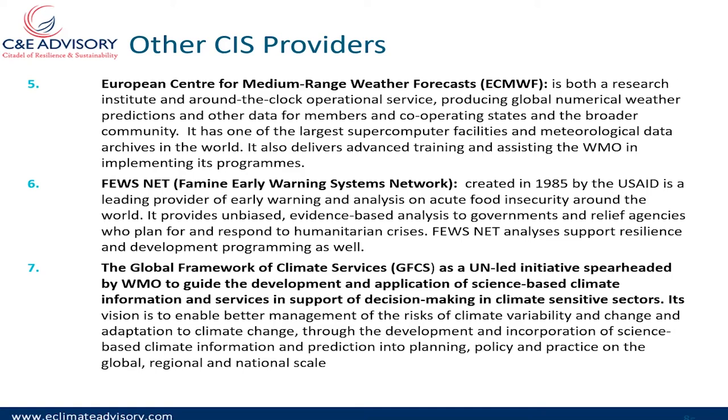And then number 7, we have FEWS NET, or the Famine Early Warning Systems Network, which was created in 1985 by USAID, the United States Agency for International Development, which is a leading provider of early warning and analysis on acute food insecurity around the world. It actually provides unbiased, evidence-based analysis to governments and relief agencies who plan for and respond to humanitarian crises. So FEWS NET analysis supports resilience and development programming as well. And I've worked with them. They're very professional as far as climate information is concerned.